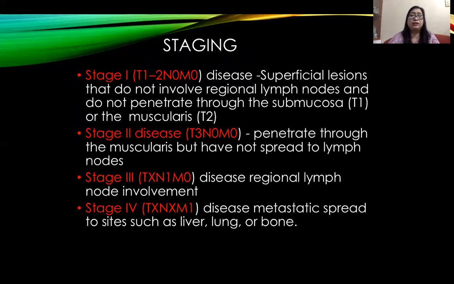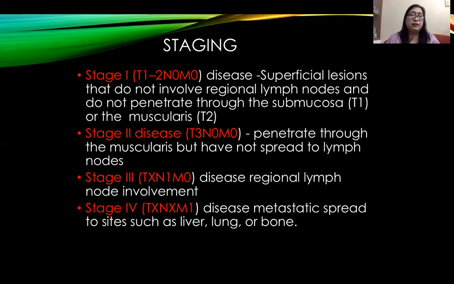So in the staging, these are the stages of your colorectal cancer. After the surgery, that is the time that you can stage your colorectal malignancy. Stage 1 means that you have T1 to 2, no nodes involved and no metastasis. This means that the superficial lesions do not invade your regional lymph nodes and do not penetrate through the submucosa or the muscularis mucosa.